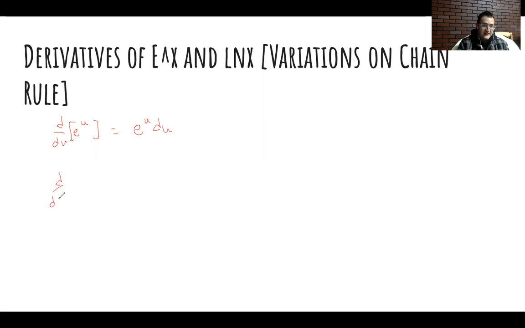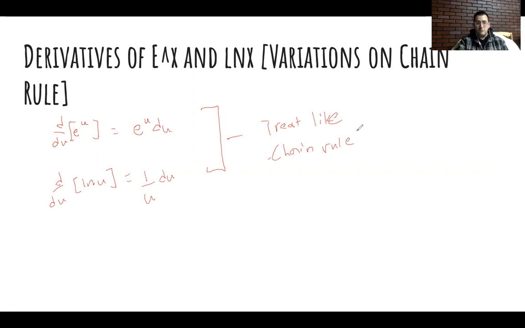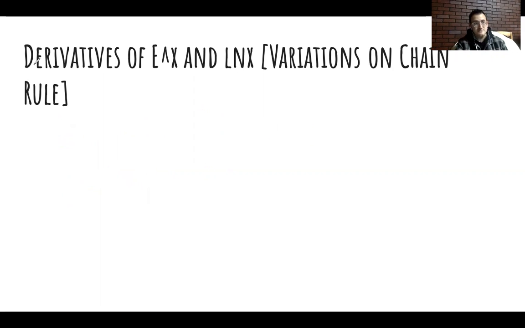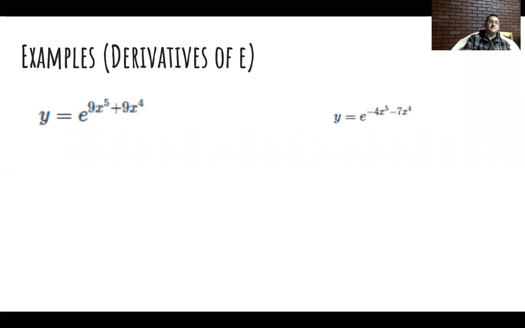And let's say that we had a natural log. E is kind of tied with natural log. So this would be 1 over u du. We kind of treat these like chain rule. So these are your basic rules of what you're going to see in this skill. Let's actually take a look at some examples.